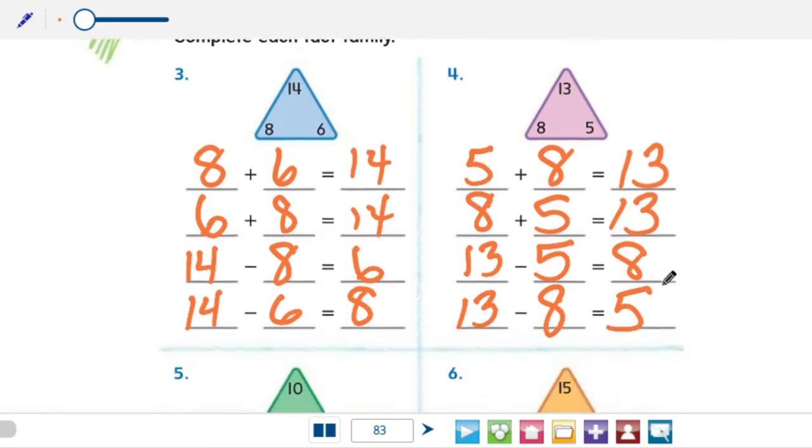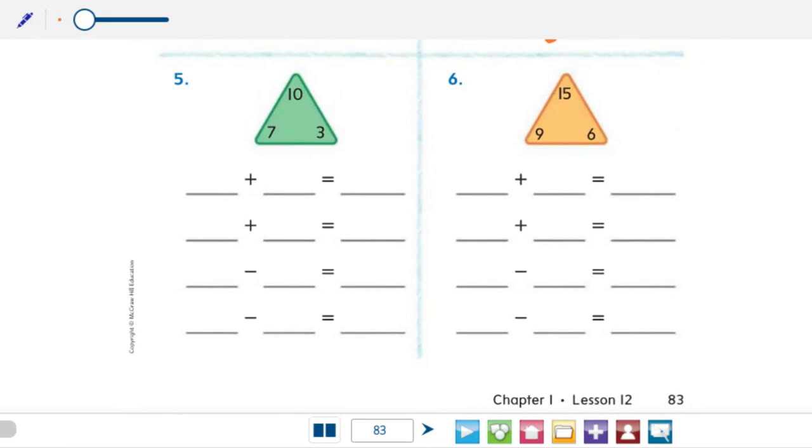All right. Let's check out number 5. Number 5, I'm going to start with my addition problems. So I'm going to start with 7. Go over to add 3, and then my answer is going to be the top 10. The next problem, I can't start with 7, so I'm going to start with 3. 3 plus 7 is the next number as I go across, equals 10.